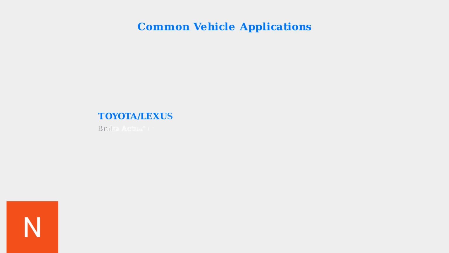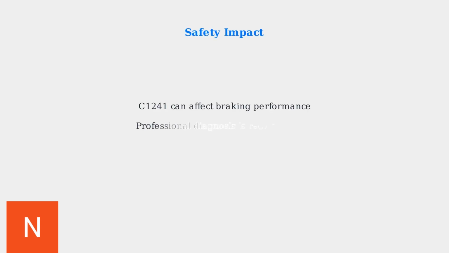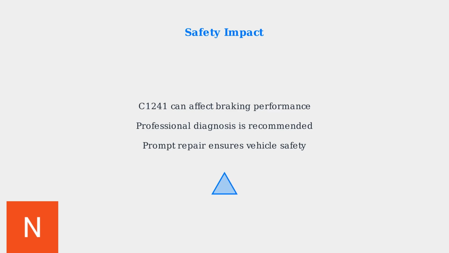Error code C1241 appears across different vehicle manufacturers, but the specific components affected vary. Toyota and Lexus vehicles typically involve the brake actuator assembly, while Honda and Acura models affect the VSA modulator unit. Understanding error code C1241 is crucial for vehicle safety. This inlet valve solenoid circuit malfunction can significantly impact your vehicle's braking performance, making professional diagnosis and repair essential for safe operation.